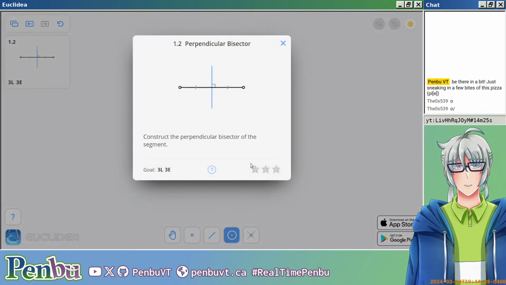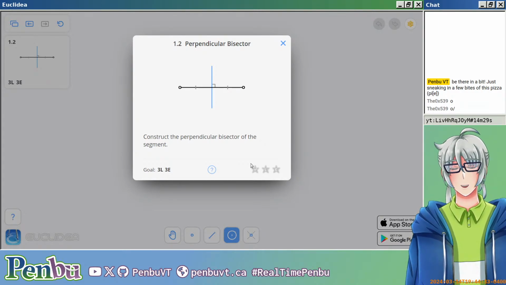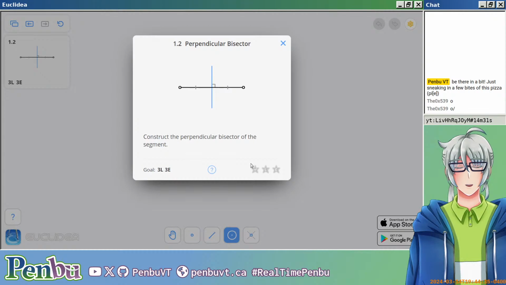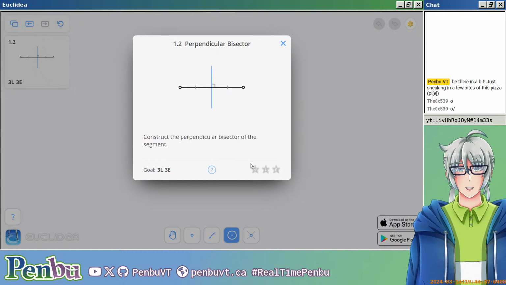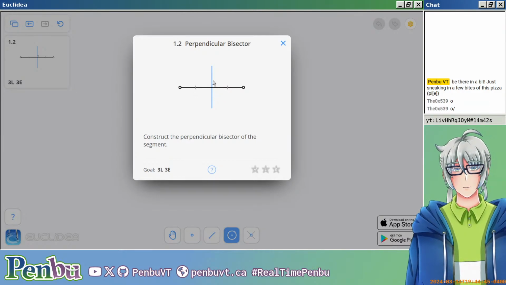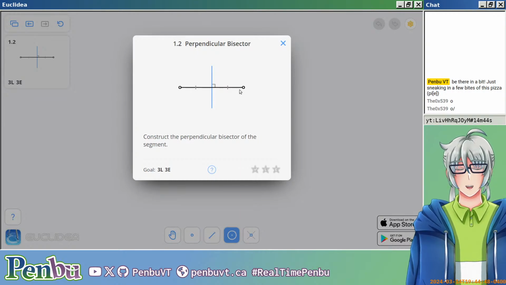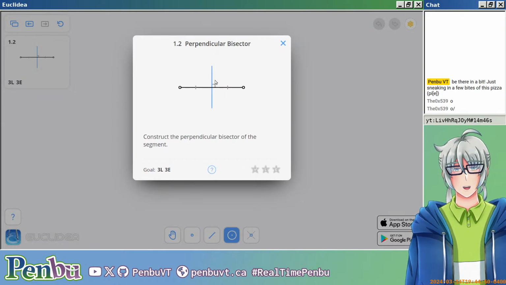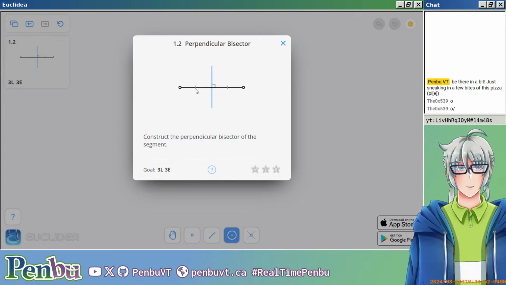Next one. Perpendicular bisector. Construct the perpendicular bisector of the segment. So there are two parts to this term. Perpendicular meaning at 90 degrees from the line segment, and bisector meaning split in two. Split in two being equal parts. So this is a line that splits the line segment into two equal parts, and it is at a 90-degree angle from the line itself.